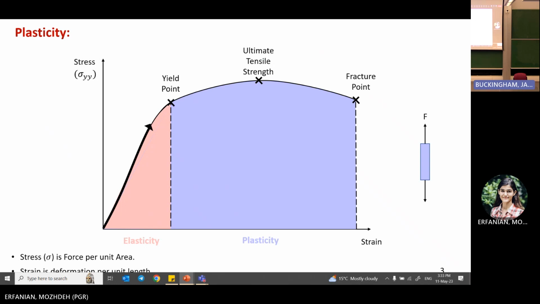But if you pull it hard enough and pass a specific point called the yield point, then the deformation is permanent, and you can't recover the deformation by releasing the force. So these are two specific areas with their specific equations. And if you want to model metals correctly, you need to consider both of them.